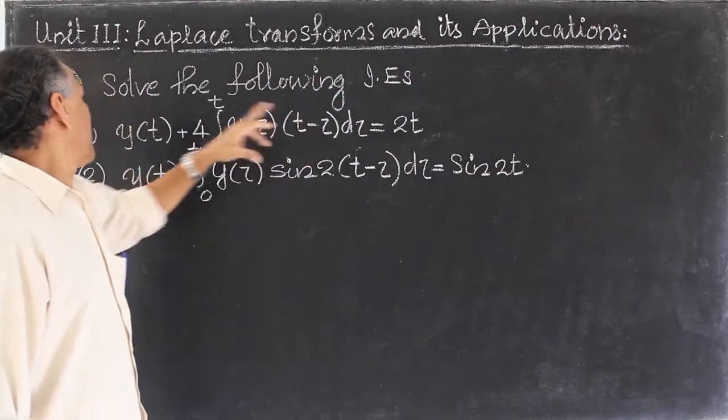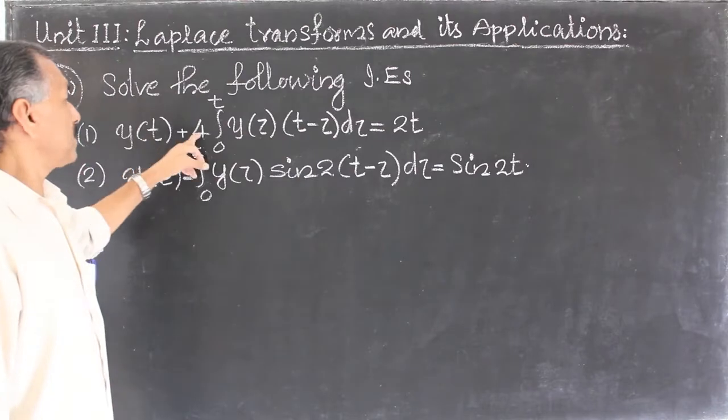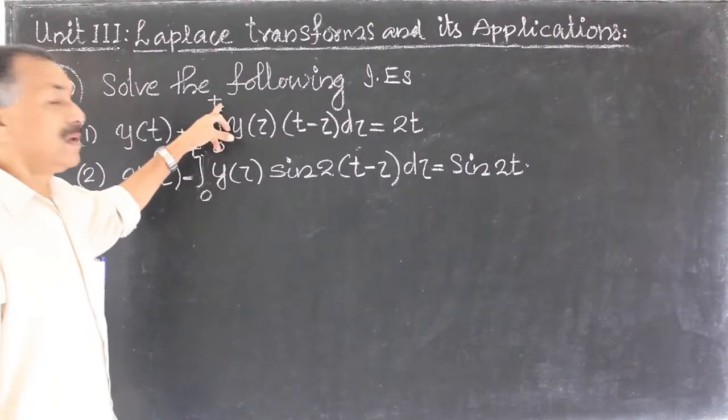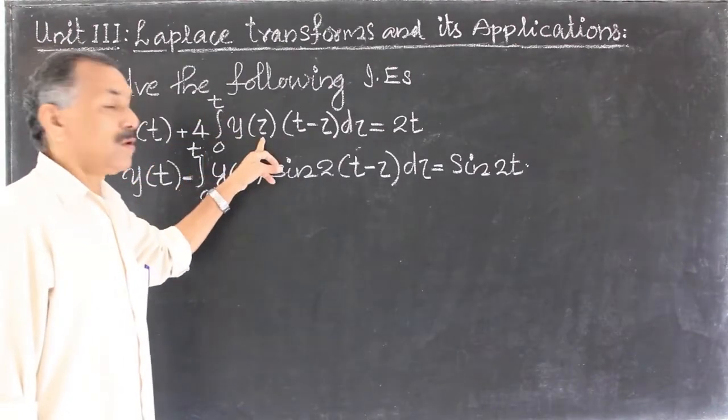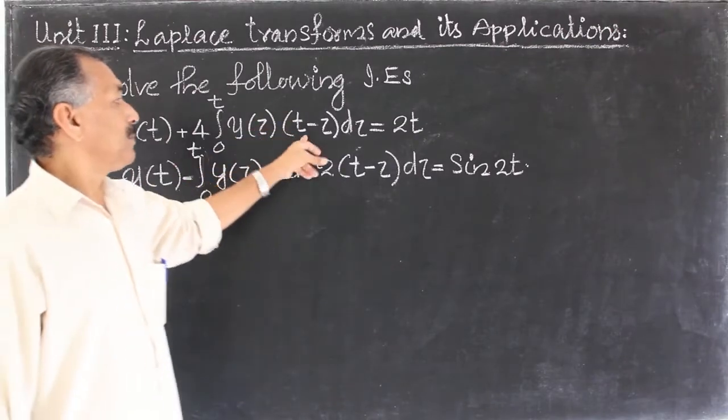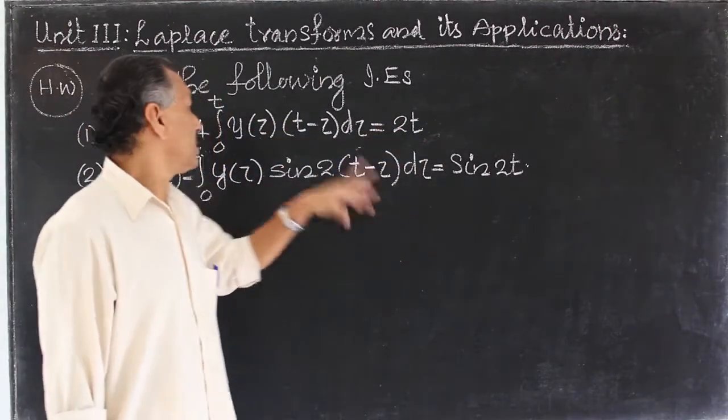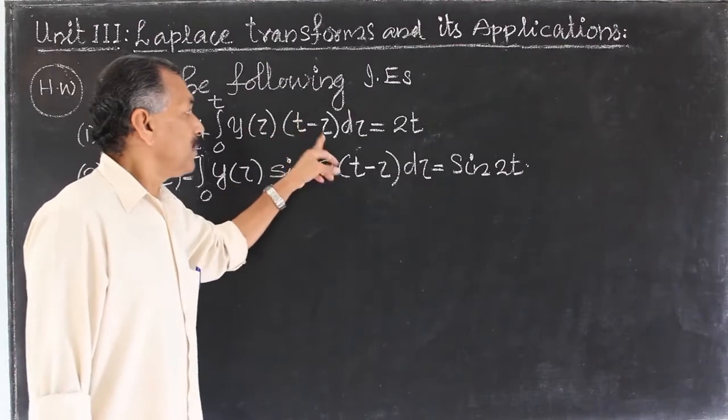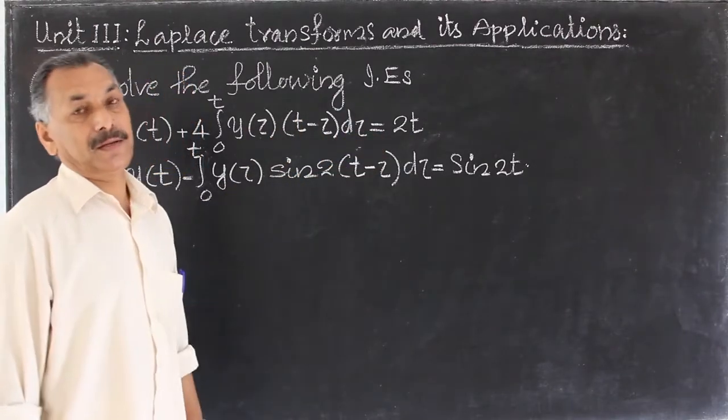Solve the following integral equations. First one, y of t plus 4 into integral 0 to t y of tau into t minus tau d tau is equal to t. Second, y of t minus integral 0 to t y of tau sin 2 into t minus tau d tau is equal to 2t.